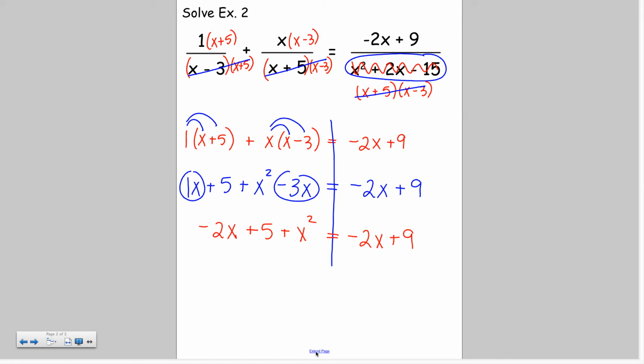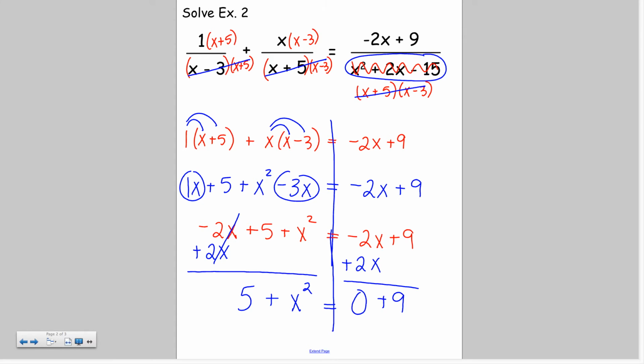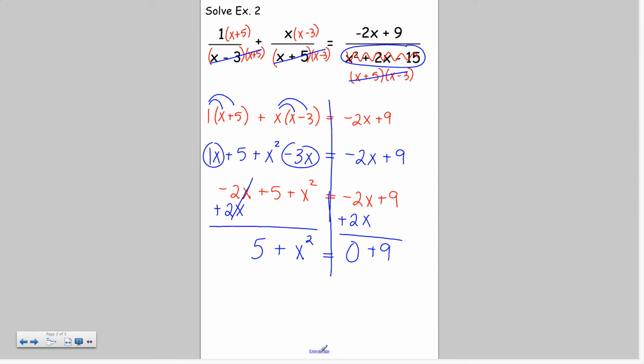So I'm going to start moving things from side to side. If I start with my x squared, it has nothing else in common, so I can't move it. If I move the 2x, they're going to cancel. I get 0 and 9. So in this case, my x is canceled, which looks funny because normally that does not happen.